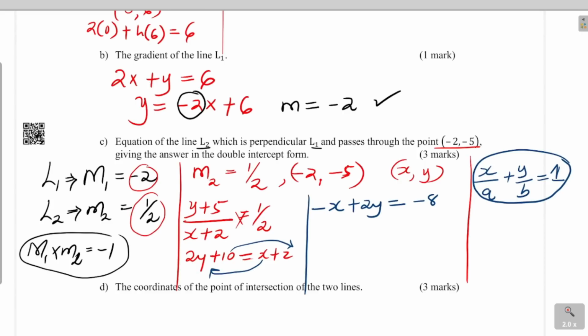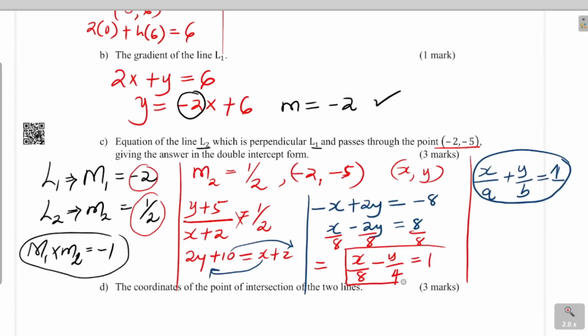So from there, you can divide every term by negative, which will give x subtract 2y is equals to +8. And then since you want 1 here, you divide this one by 8, this one by 8, and this one by 8. So the equation in double intercept form will therefore be x over 8 subtract y divided by 4 is equals to 1.